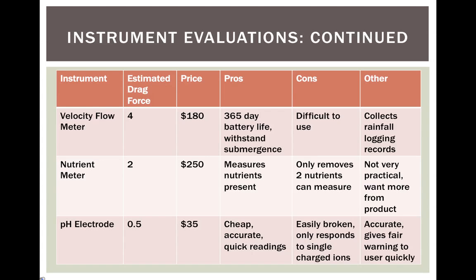As for the pH electrode, it had a very low estimated drag force, which was optimal, and the price was very cheap as well. And they were accurate and very quick readings compared to other ones that could take a longer amount of time. And then a con or a negative is that it could be easily broken as it is glass, and it only responds to single charged ions, which could be a problem if there were multiple charged ions in the water.